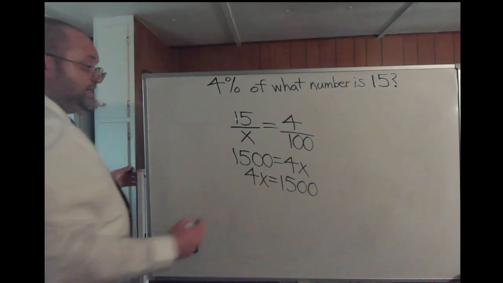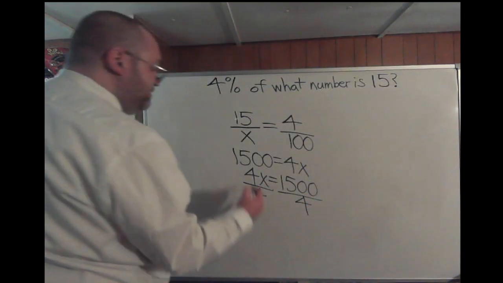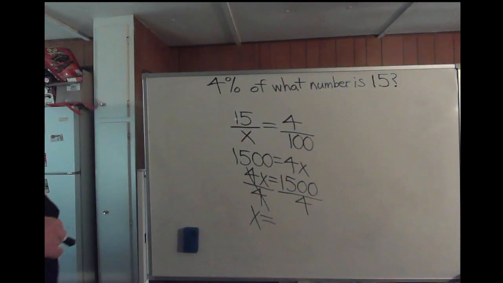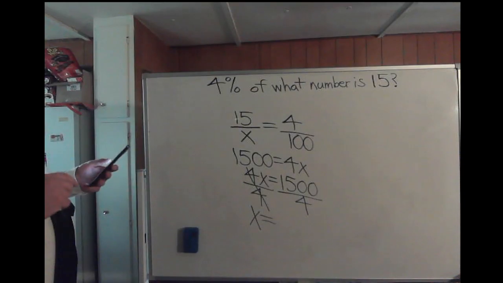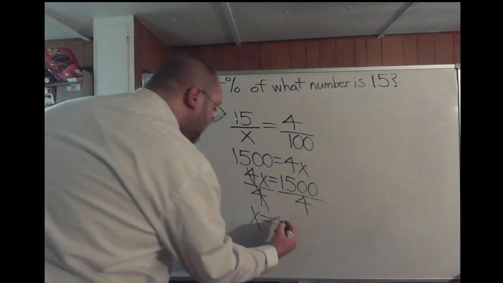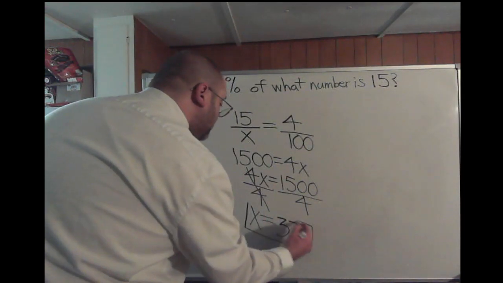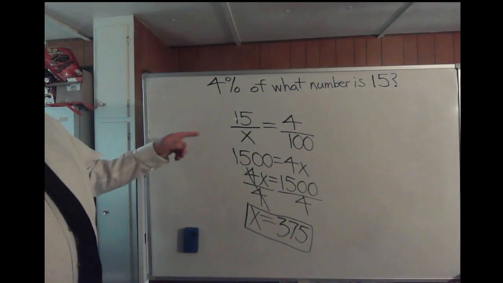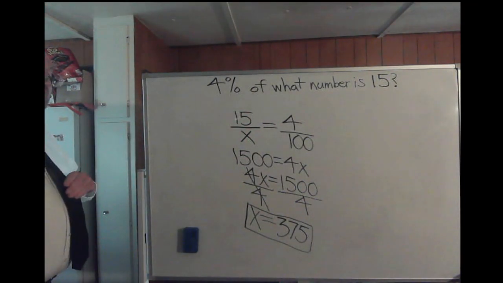Well, we want to get x by itself, so we have to divide both sides by 4. The 4's cancel out on the left. You're left with x. That's equal to 1500 divided by 4. I think is 375, but don't quote me. 375. Right, I was right. Okay, so the number it's out of is going to be 375. So 4% of 375 is 15. That's how that'd be read.